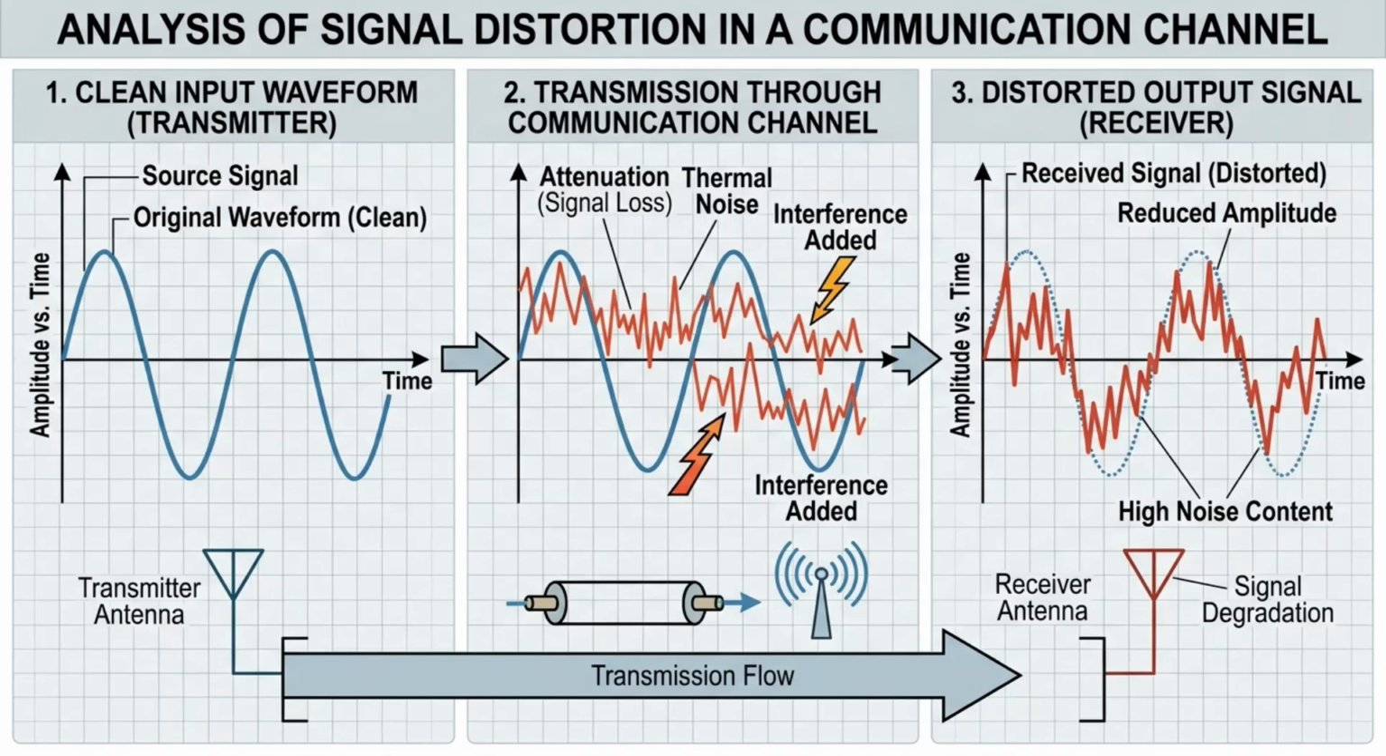What happens when a signal enters a system and comes out looking different? In real communication systems, signals are often modified unintentionally as they travel through circuits, channels, and devices. These unwanted changes are known as signal distortion, and understanding them is essential for every RF engineer.